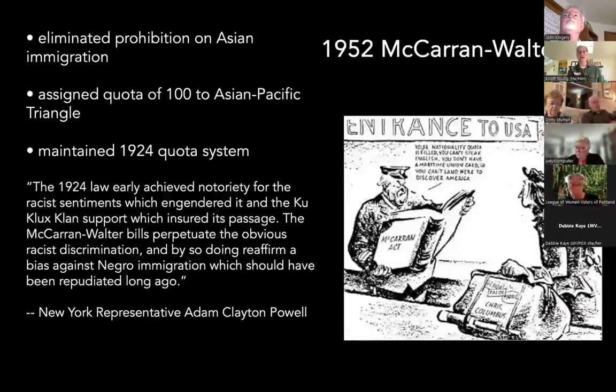Okay, skipping ahead. The McCarran-Walter Act eliminated the prohibition on Asian immigration, but then it assigned a very low quota of 100 to Asian Pacific Triangle nations. They maintained the 1924 quota system, and Adam Clayton Powell, a New York representative, said of the law that the 1924 law early achieved notoriety for the racist sentiments which engendered it and the Ku Klux Klan support which ensured its passage. The McCarran-Walter bills perpetuate the obvious racist discrimination, and by doing so reaffirm a bias against Negro immigration, which should have been repudiated long ago.